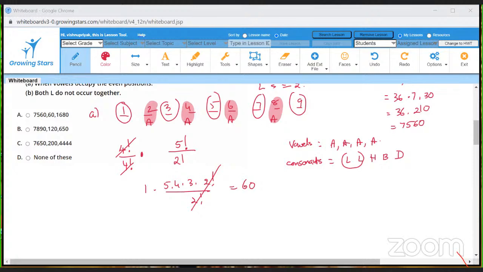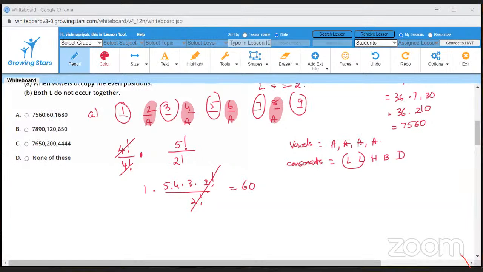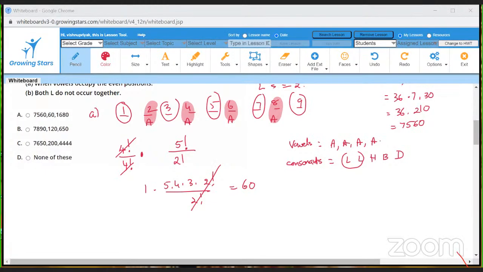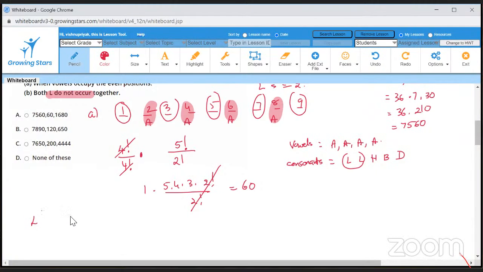Okay, this is over. Now the next condition is both L's do not occur together. But what will happen if the L's occur together? Let us see what will happen.